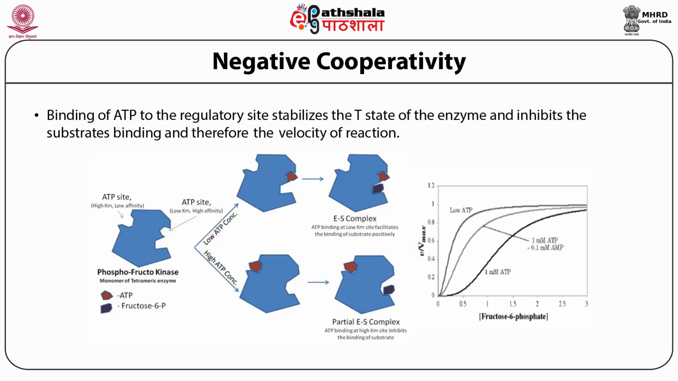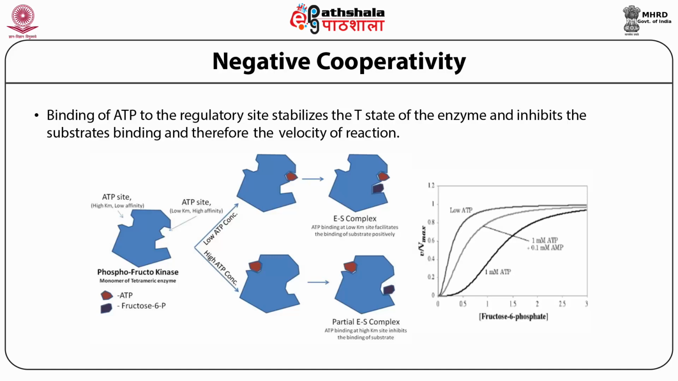So when there is more energy in the cell, ATP will bind to the allosteric site, and this allosteric site has a high Km value and low affinity. So only when the ATP concentration is very high will it bind to that effector site. You can see in the figure in the lower panel what it does.